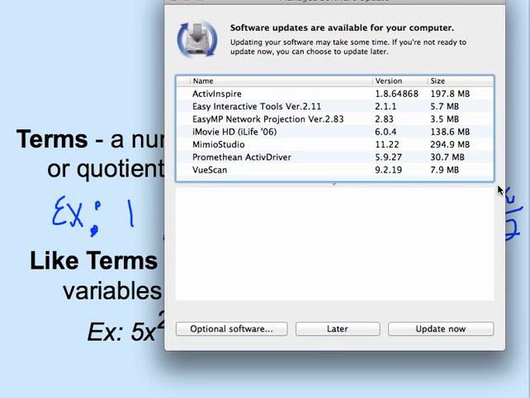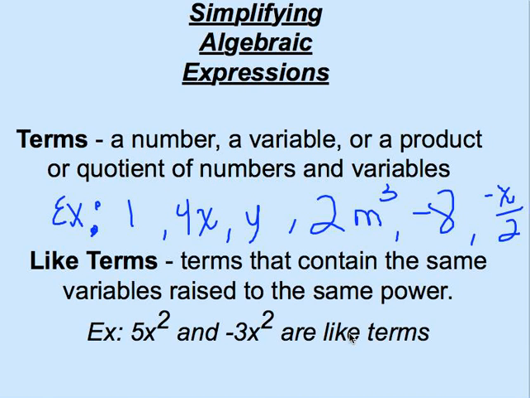But in an algebraic expression, terms are separated by plus or minus signs, never by multiplication or division. Once numbers and variables are being multiplied, such as in 4x, that is one entire term.